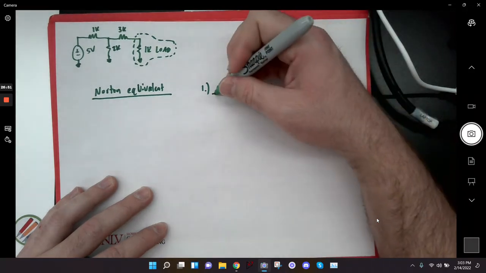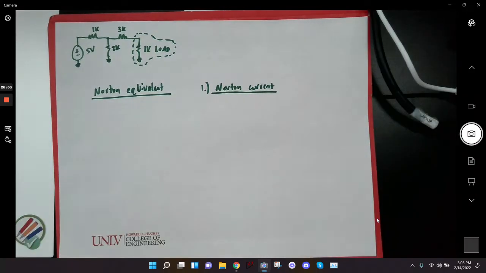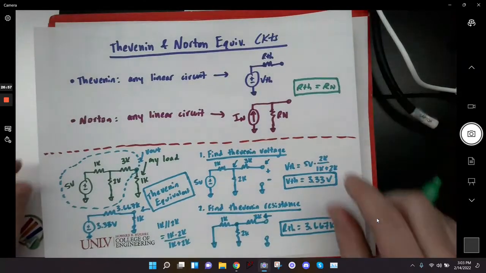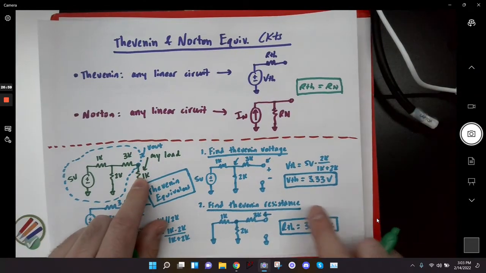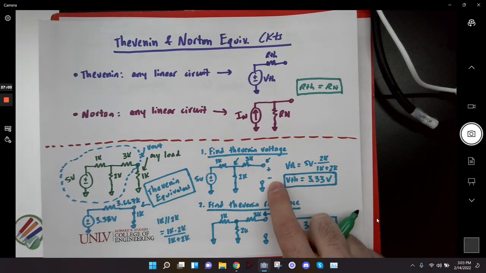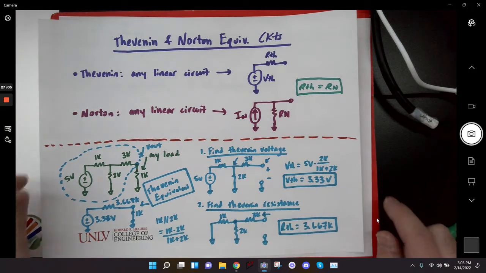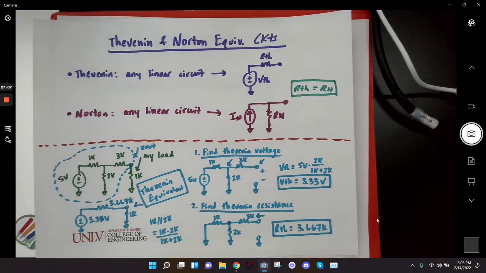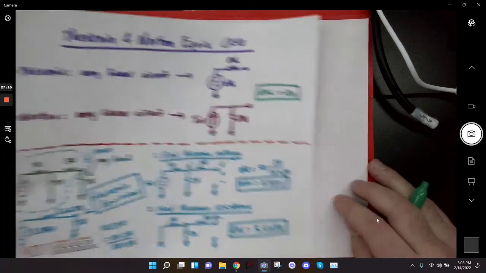And how do I do that? Well, previously we wanted to find the Thevenin voltage. What we did was we removed the load, and then I found the voltage between the 2 points where I removed the resistor from. So now what we're going to do is remove the load, put a wire there, and measure the current through that wire. And that's my Norton current, basically.